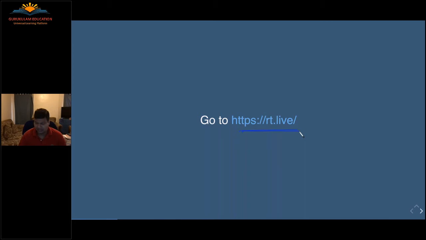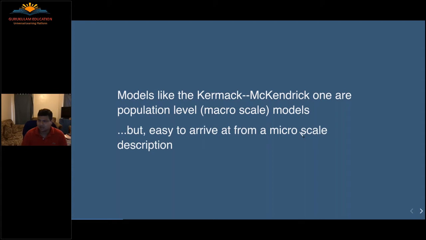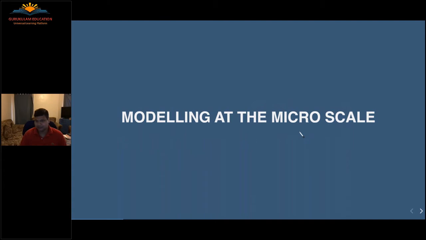All right, so now just moving on, we just learned what the Kermack-McKendrick model is, and you might have already noticed that this is a population level model, right? It prescribes the proportion of infected individuals. It doesn't talk about one particular infected individual. It says the total number of infected individuals in the population and the susceptible. So it's a macro model, but it's actually very easy to arrive at from a micro description, and that's what we'll try to do now, so that this notion of multi-scale dynamics is also emphasized. So we'll try to model at the micro scale now.